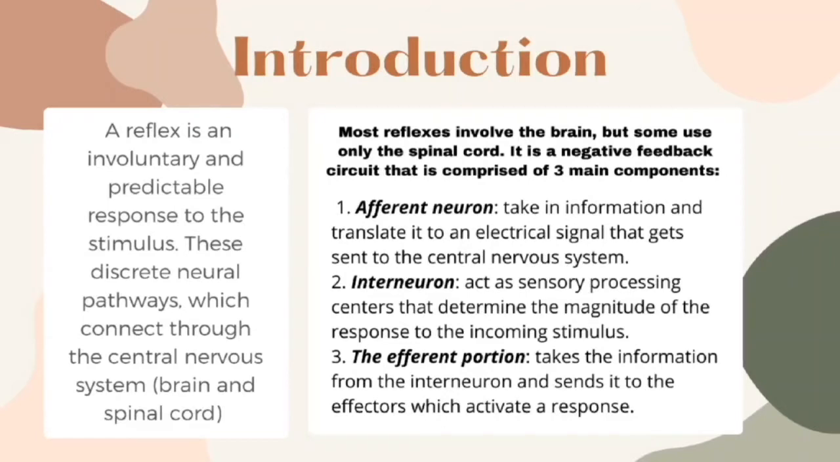The second component is the interneuron. These neurons act as sensory processing centers that determine the magnitude of the response to the incoming stimulus. They are located in the central nervous system, which is in your spinal cord. The third one is the efferent portion or motor neuron. It takes the information from the interneuron and sends it to the effectors, which activate a response. The effectors are usually muscle fibers, as in the patellar reflex, or a gland such as the salivary gland.